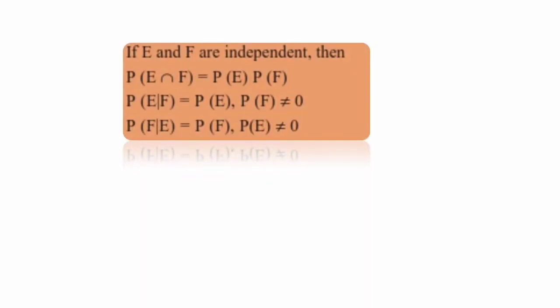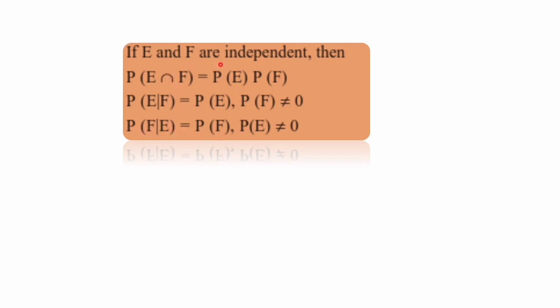Let's see some important results related to independent events. If E and F are independent, then P of E intersection F is equal to P of E into P of F. P of E given F is equal to P of E, and P of F given E is equal to P of F. So these three are important results, so you have to keep it in mind.